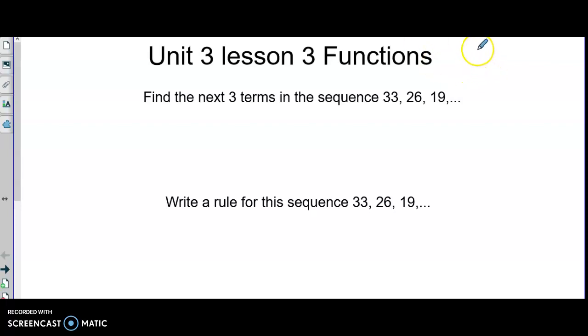So we have to figure out how they're getting from one number to the other. So if you don't automatically see it, I suggest you check both. So on this one, I'm going to check for the common difference and the common ratio. I'm going to start with the common difference.